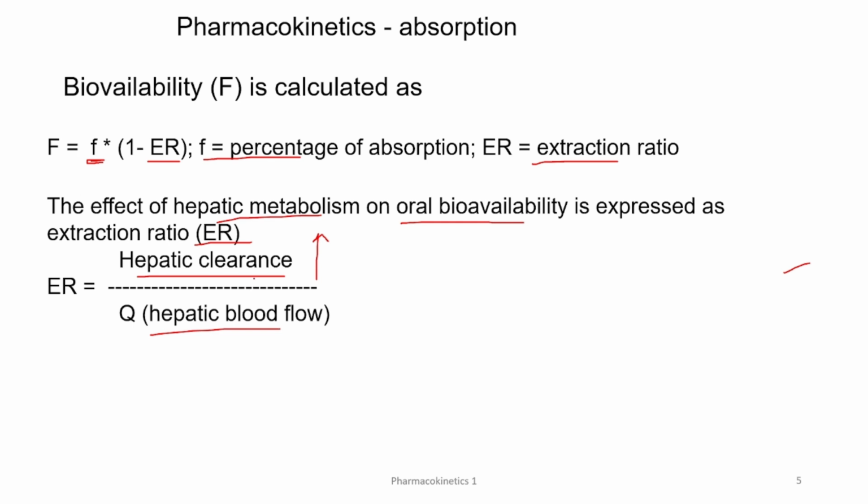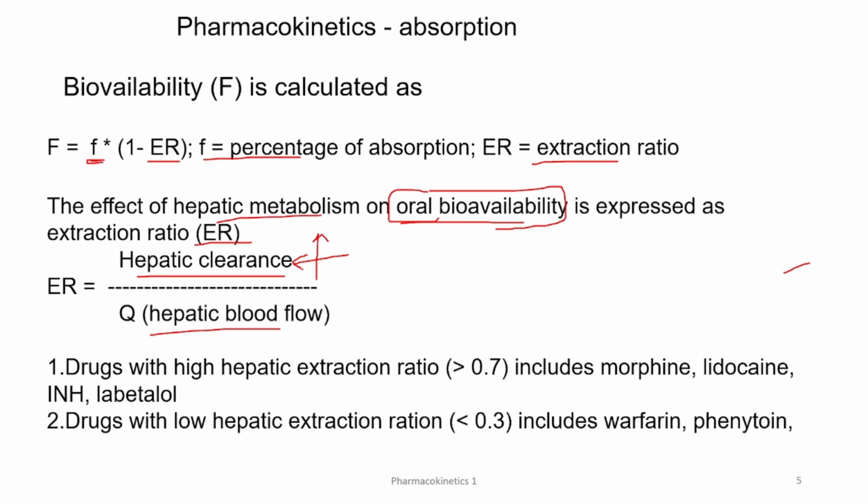When we give a drug orally, some drugs are heavily metabolized or cleared by the liver, and such drugs are called drugs with high extraction ratio. We have some drugs which have very high extraction ratio like morphine, lidocaine, which are metabolized in the liver significantly.